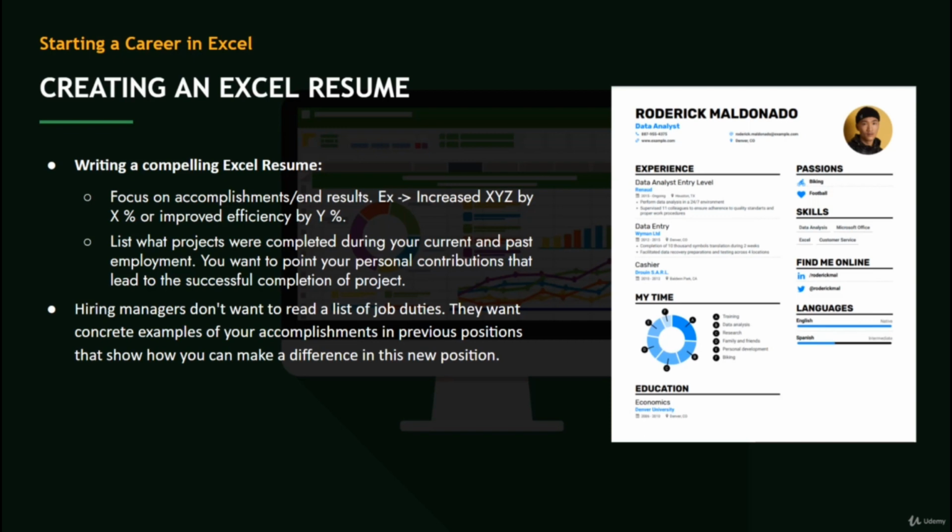Hiring managers ultimately don't just want to see a list of job duties or what you're responsible for. I've seen this all the time. People don't do the proper research on how to put together a resume, and they end up just listing a bunch of responsibilities or duties that they had, when nobody wants to see that. People want to see accomplishments, results that came because of what I did and how I went about it, because they want to see how you can make a difference in the new position at their organization.